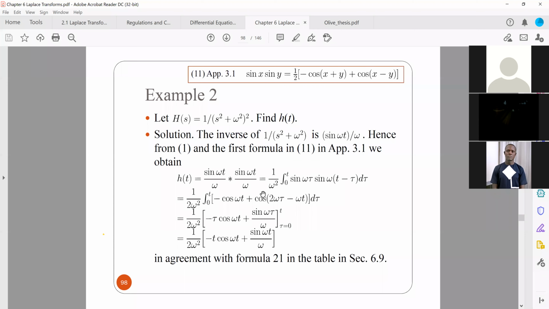So if you do this, just stick with the sine (2 omega tau minus omega t) and do your substitutions. It will work out, because it really wasted a lot of my time. Maybe there's something I don't know, but I think they made a mistake here. That's just my thinking.